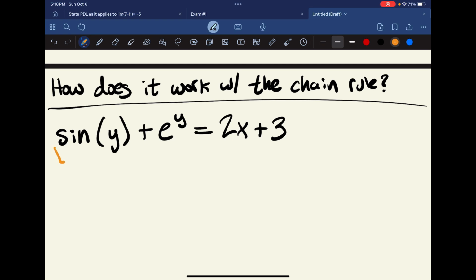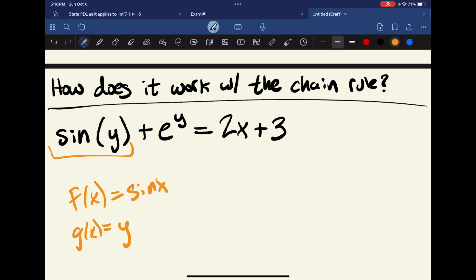So this is a chain rule problem, right? And I guess so is this. So if we have sine, right? So sine is our outside function. So this is a chain rule problem where our outside is f of x, and that is equal to sine of x. And then our inside function is y. So the derivative of f of x is, right, just cosine x. And then the derivative of g of x is dy dx, right?